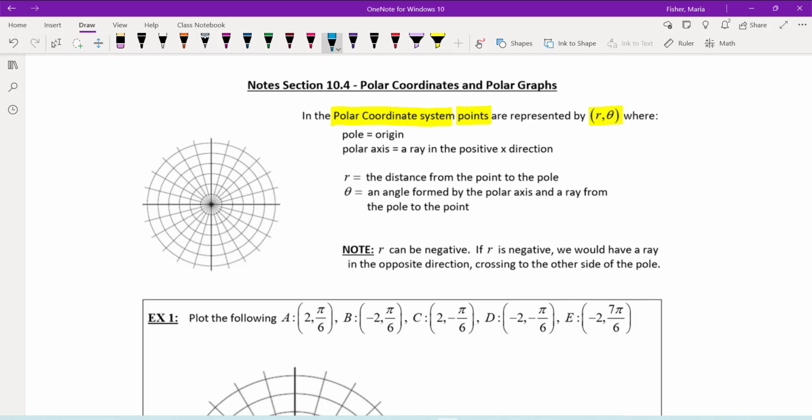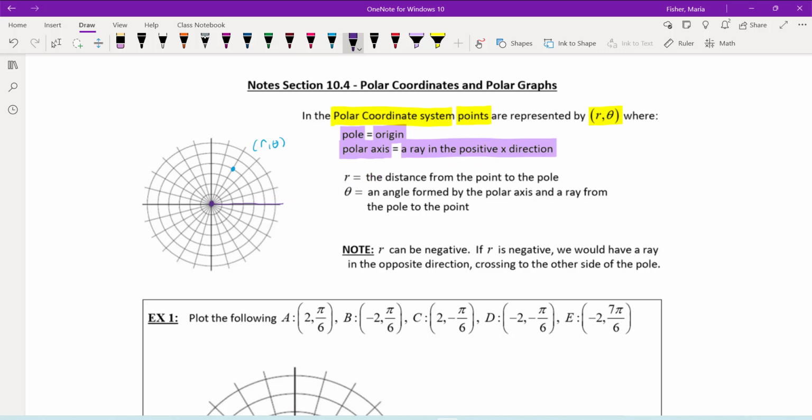Now, we have a point in this polar coordinate system, and again, it's represented by r comma theta. Before I define what r is and what theta is, let's talk about two things that relate the polar coordinate system and the rectangular coordinate system. The pole in the polar coordinate system is the same as the origin, which means that this here would be considered the pole because that's the origin. Also, the polar axis is just a ray in the positive x direction, so the polar axis is just the positive side of the x-axis.